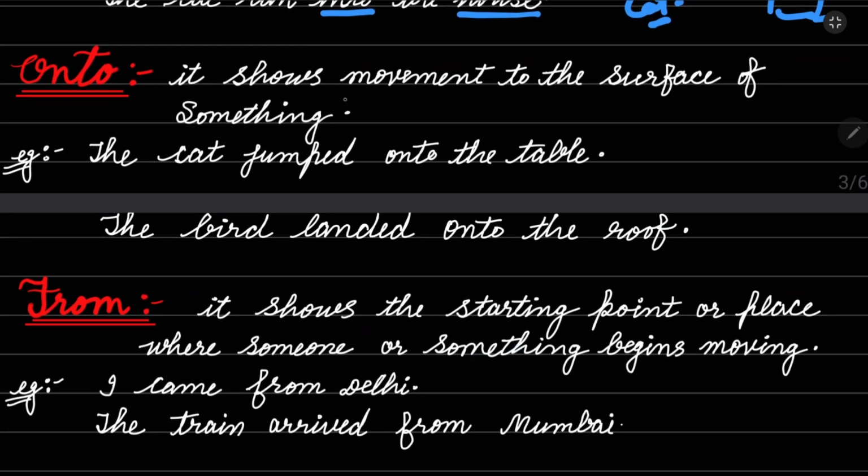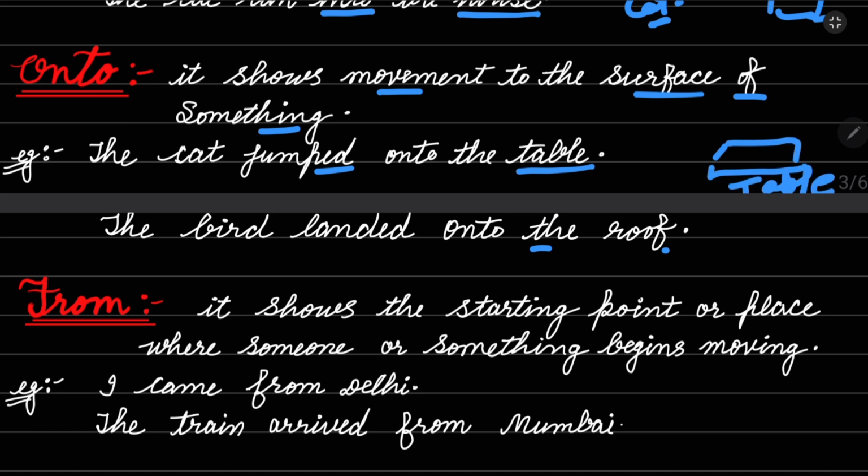Next is onto. It shows movement to the surface of something. For example, the cat jumped onto the table. The bird landed onto the roof. Means when the movement is on the surface of something. For example, this is a table, and if a cat or a dog jumps on the table, then we will say the cat jumped onto the table.